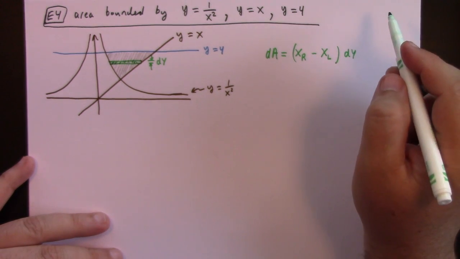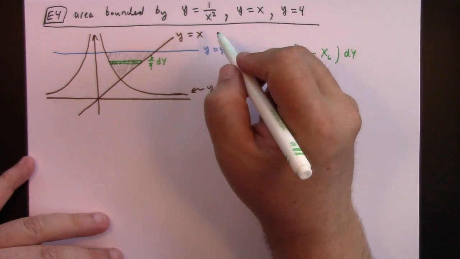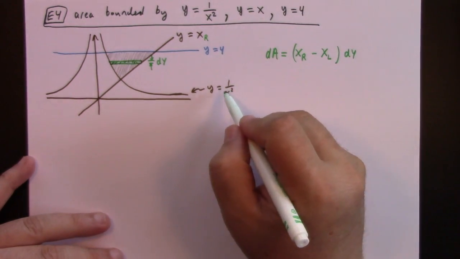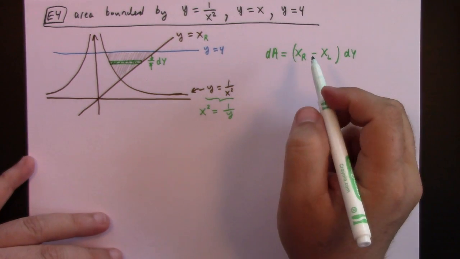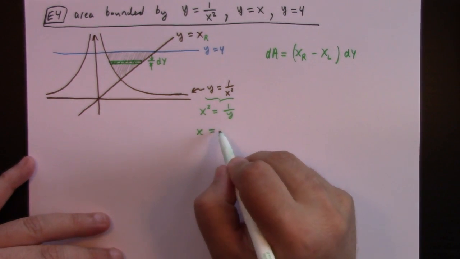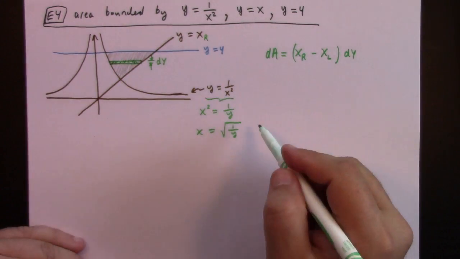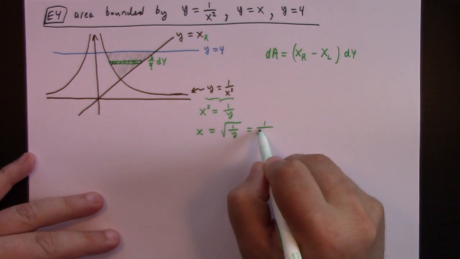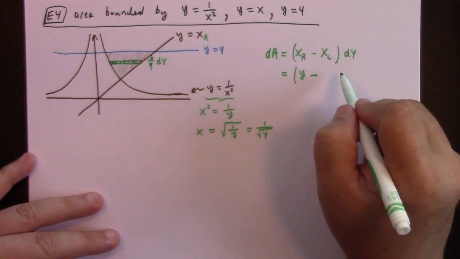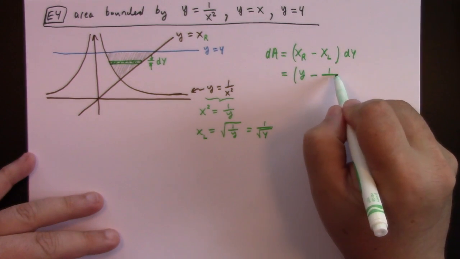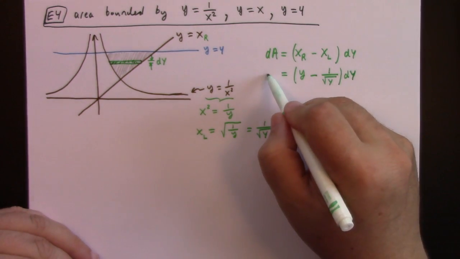Now I guess we need to figure out what is the right x. So this is the right x, right? That's easy, but this one I need to do a little bit of work. So this says x squared is 1 over y, right? And so x is equal to the square root of 1 over y, plus or minus generically speaking, but we're where x is positive, so we choose the positive solution. And of course that's 1 over square root of y. All right, so what we have is dA is y minus, that's the left x, of course, 1 over the square root of y, dy. And I suppose we need to figure out for what, when is that the case.